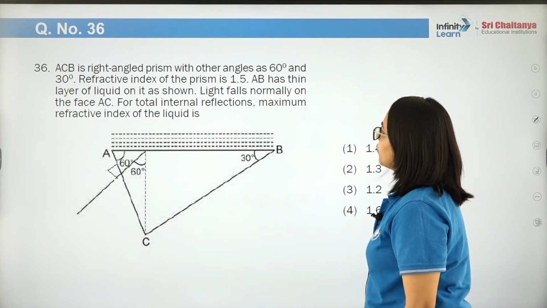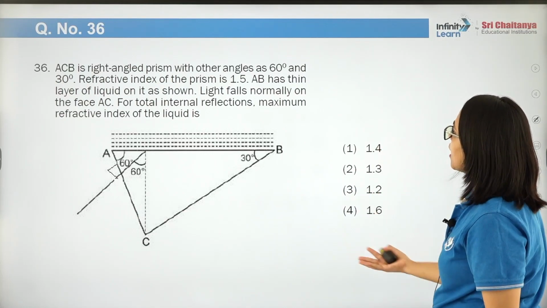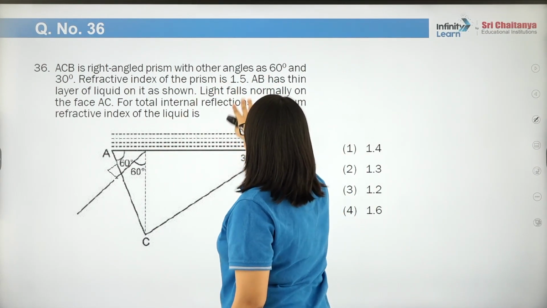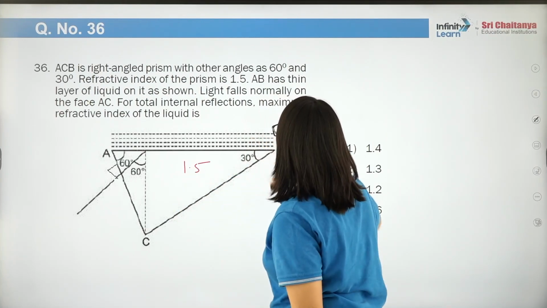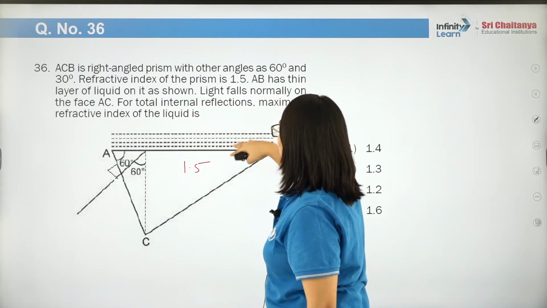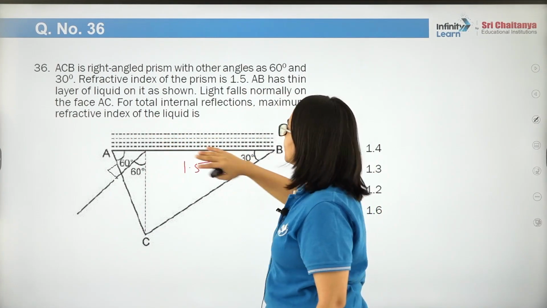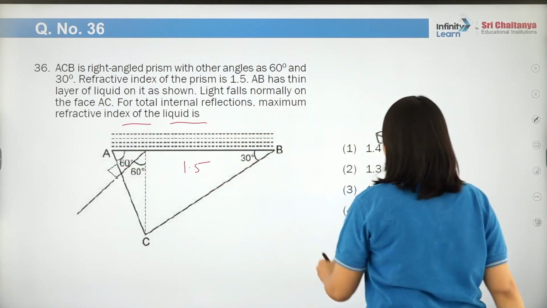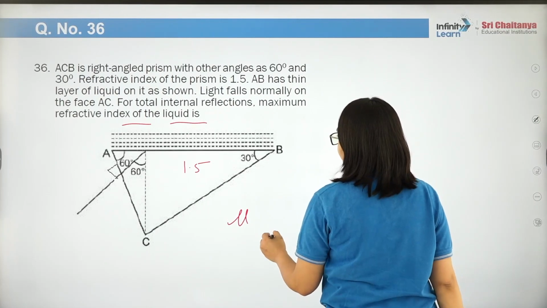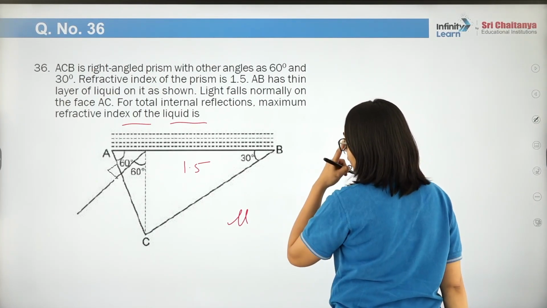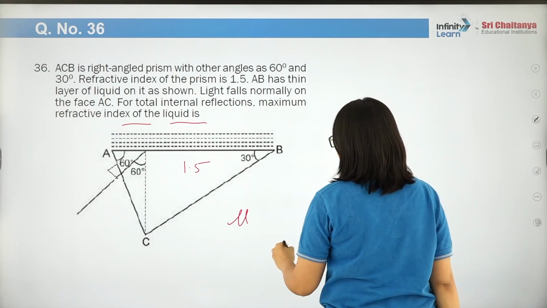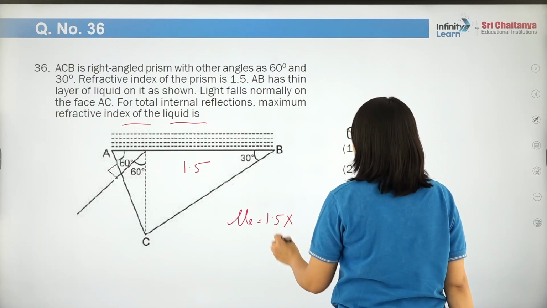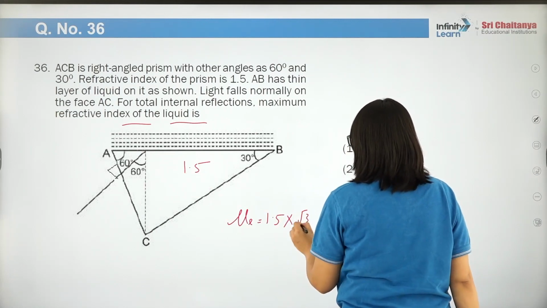Question number 36, we have ABC which is right angled prism like this, with other angles as 60 degree and 30 degree, refractive index of the prism is 1.5, okay. AB has thin layer of liquid on it as shown in the figure. Light falls normally on the face AC. For total internal reflections, maximum refractive index of the liquid is. So over here, refractive index of the liquid we need to find. So in this case, we can write refractive index of the liquid is equal to refractive index of glass into sine 60 degree, which is root 3 by 2. Right.